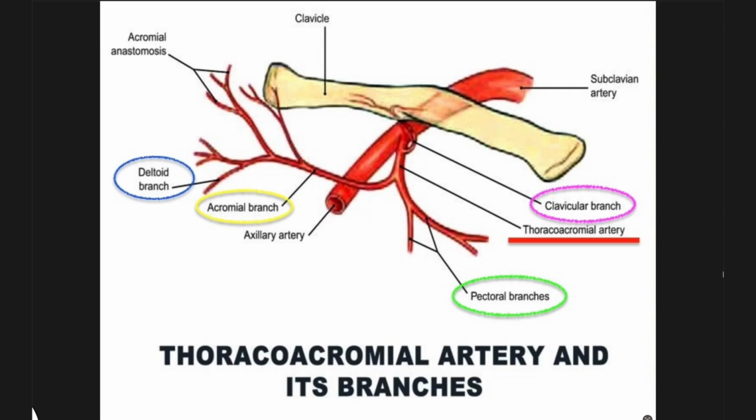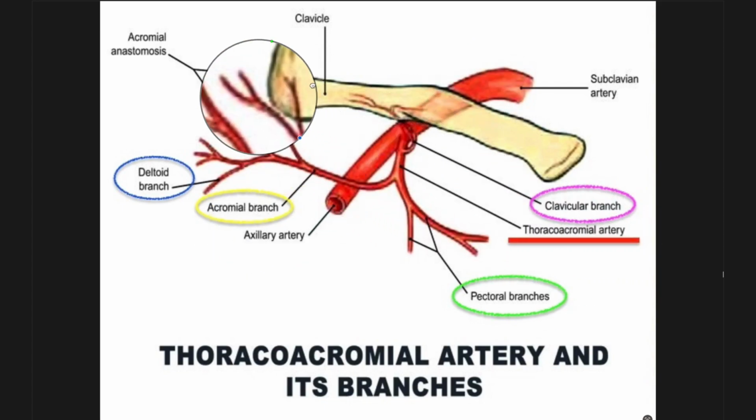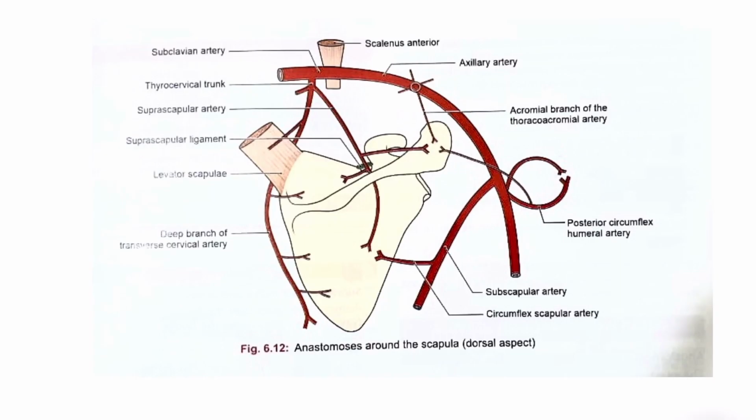Now talking about the acromial branch of thoracoacromial artery. Here you are seeing is the thoracoacromial artery. And these are the four branches arising, out of which this one is the acromial branch of the thoracoacromial artery. So here you can see that it participates in anastomosis around the acromion, the summit of the shoulder, where it anastomoses with the other two branches.